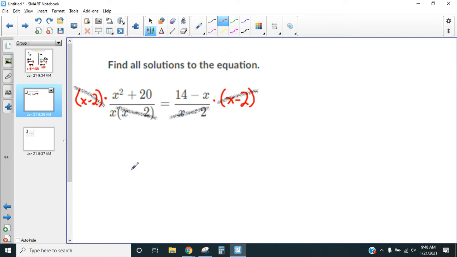So what do we have left? Let's write down here what we have left. So we still have x squared plus 20 over x. Then over here we have 14 minus x. And if this helps you out, that's fine. Go ahead and put a 1 down there. Right? Anything divided by itself is 1.